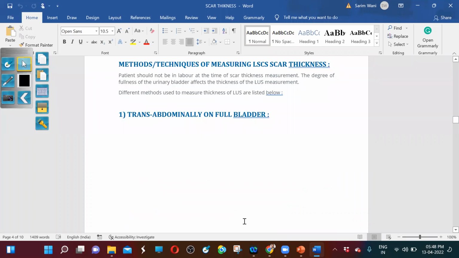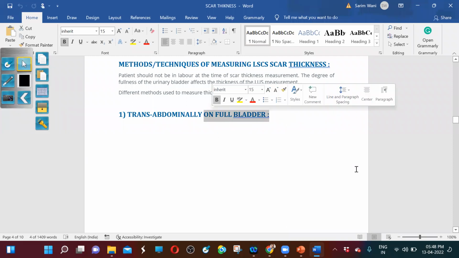No. The problem is that with a full bladder, I may have a miscalculation of the lower uterine segment, because with a full bladder, sometimes it gets stretched, and then it looks to me like the original scar, which is 4 millimeters, for example, has been stretched up, and with stretching, of course, the thickness will decrease. This is the first point.